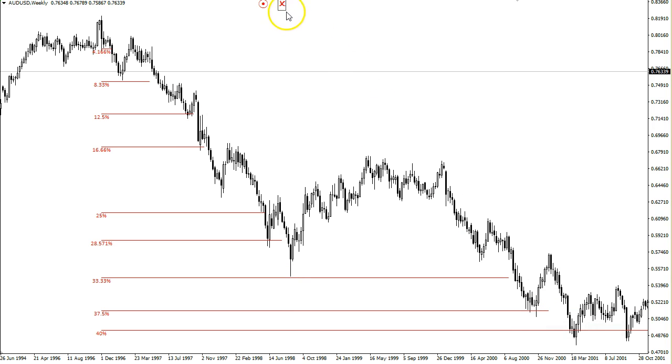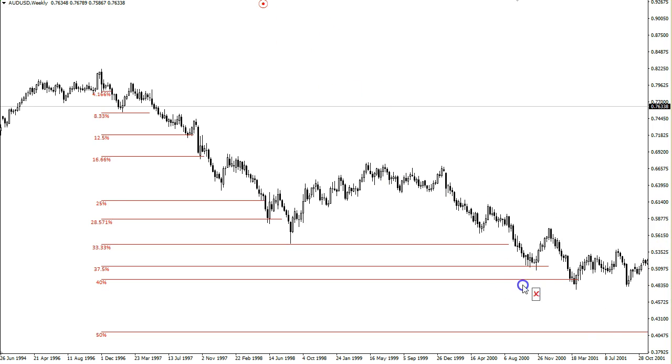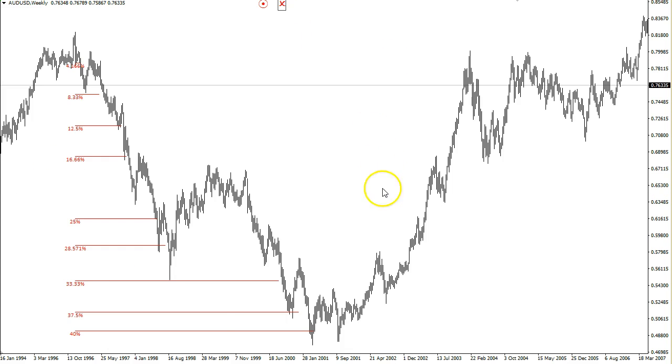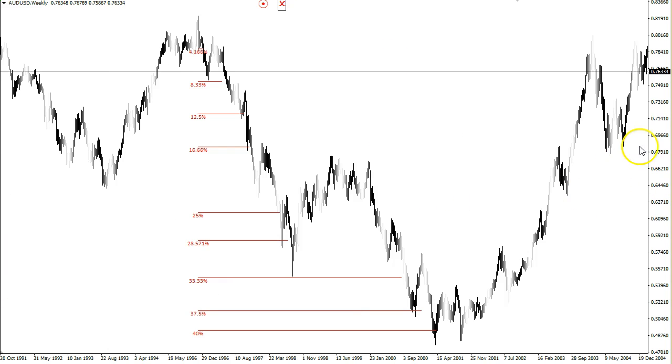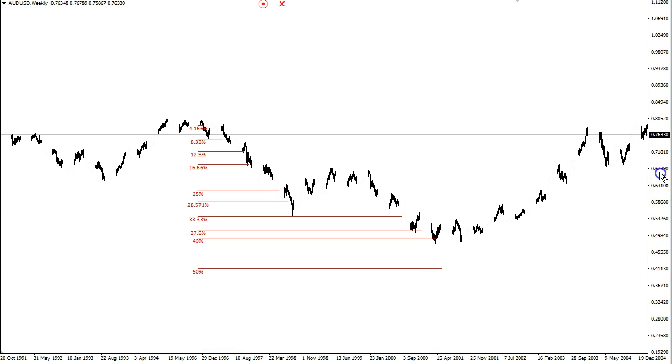37.5 worked, 40% was broken, and after that you have the 50%. Of course, if we zoom the chart, we can see this is not the historical high, so I will not carry the 50% from here. This is why I'm cutting, and the rest of the percentages I'm deleting.